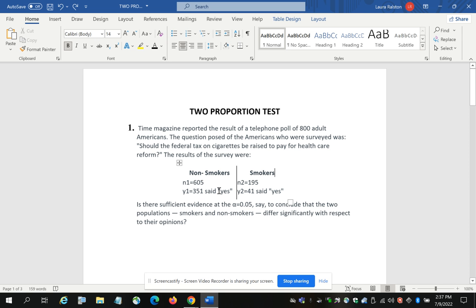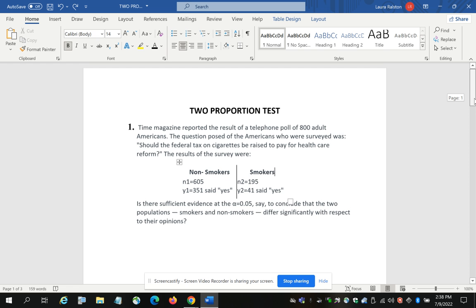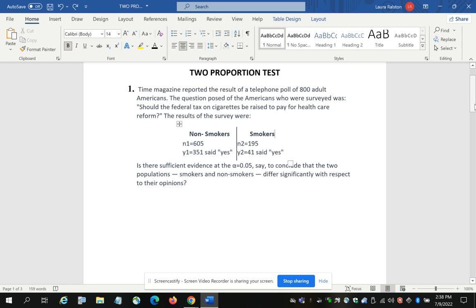The second thing I notice is they tell me how many were in each group and how many responded positively to the question. So from there, I could calculate a percentage or a proportion. So that's kind of my clue that I'm going to do a two proportion test. And again, two proportion because I have two distinct groups and I want to compare. The question says, do they differ significantly?